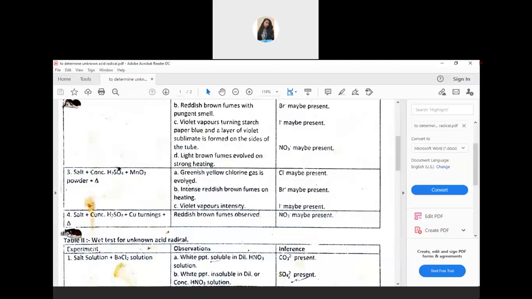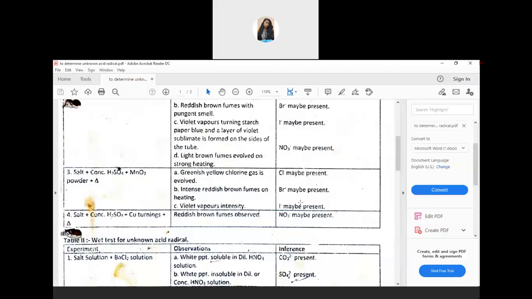Got it? If greenish yellow gas is coming out, that means chloride present. If reddish brown fumes are coming out from the test tube, that means bromide present. If violet vapor is coming out, that means iodide present. Got it? So if you cannot see this observation, then chloride may be absent, bromide may be absent, iodide may be absent. Whichever you found, you have to write down that it is present.